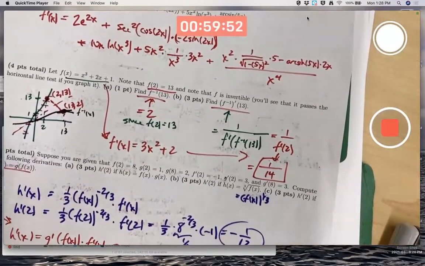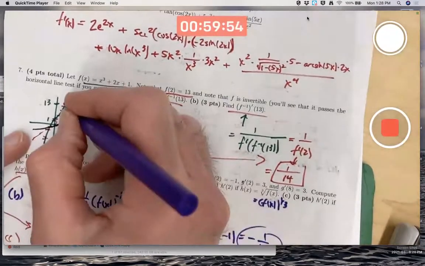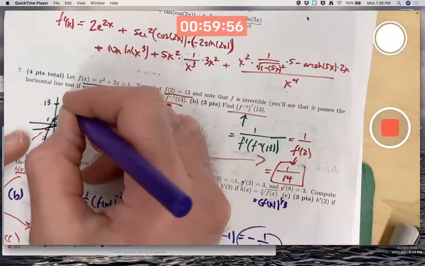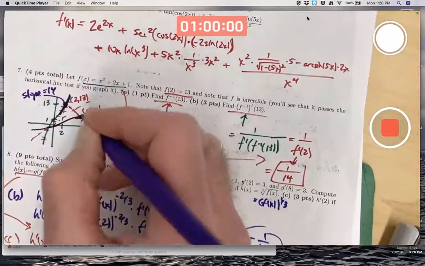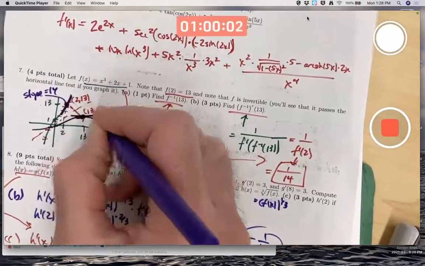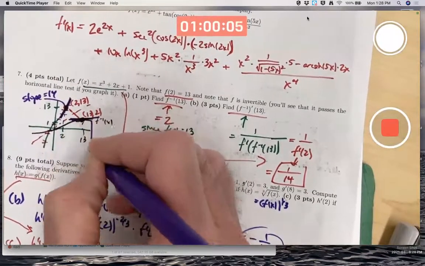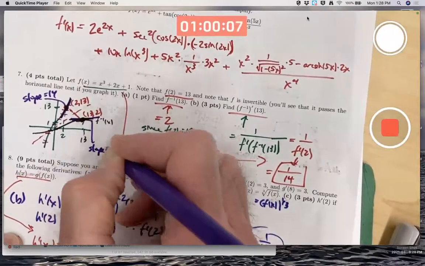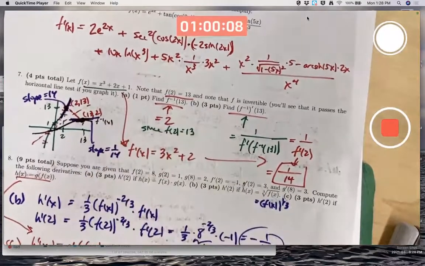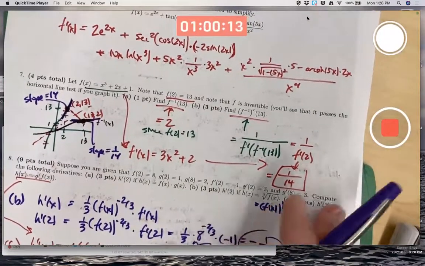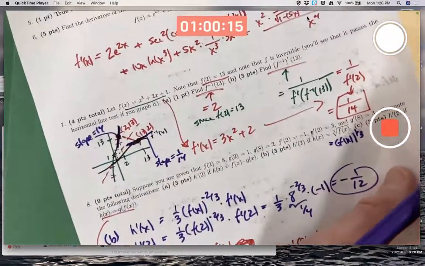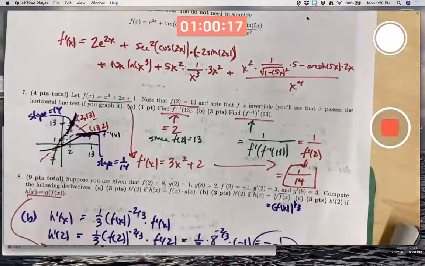Geometrically, what we found is the slope here of this tangent line is 14. Slope equals 14. It should make some geometric intuition that the slope of this one would be 1/14. It's a symmetric kind of picture. The rise over run for those two lines, the slope is going to flip.